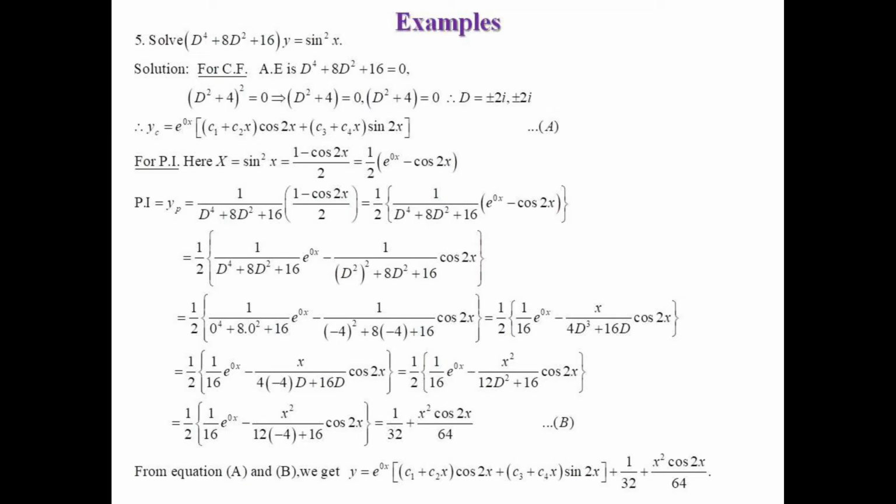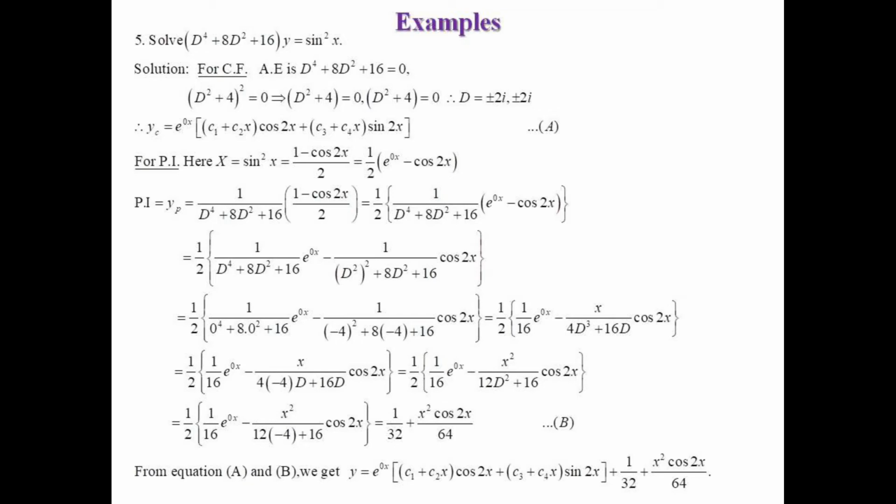But it is possible to convert this into the standard form with the help of some basic results. We know that sin^2 x is equal to (1 - cos 2x)/2. If we rearrange this term, we get 1/2 times (e^(0x) - cos 2x), replacing the constant by e^(0x). So the first term is e^(0x), which is of the form e^(ax), type number 1, and the second term is cos 2x, which is based on type number 2 for finding the particular integral.